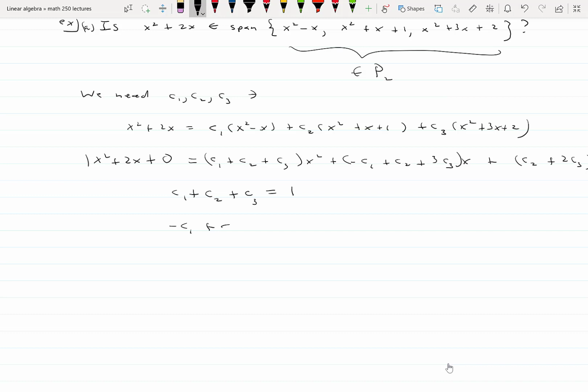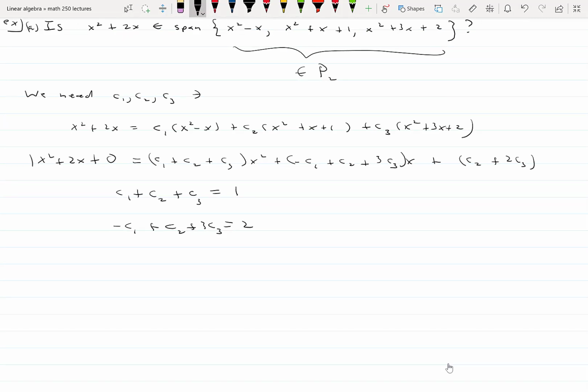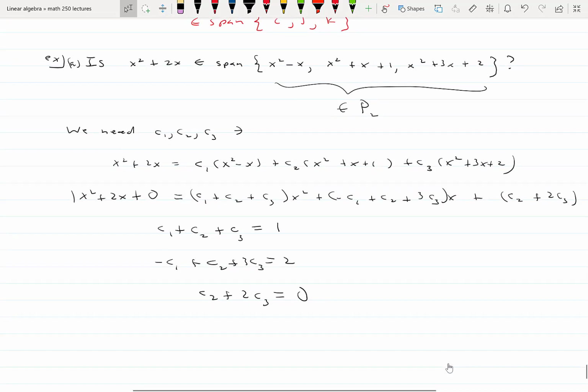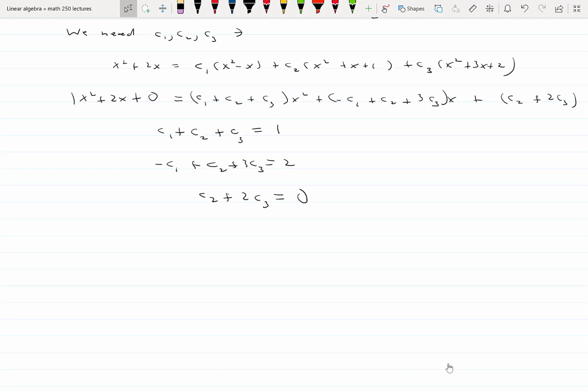Minus C1 plus C2 plus 3C3 equals 2. I'm setting the coefficients on the left-hand side equal to the coefficients on the right. C2 plus 2. Look what just happened. I replaced the question, is a particular quadratic function in the span of 3 other quadratic functions, with, is there a solution to the system of equations? This is going to happen a lot.